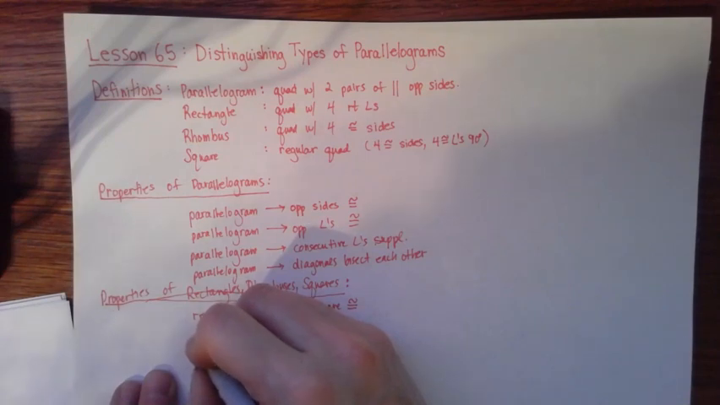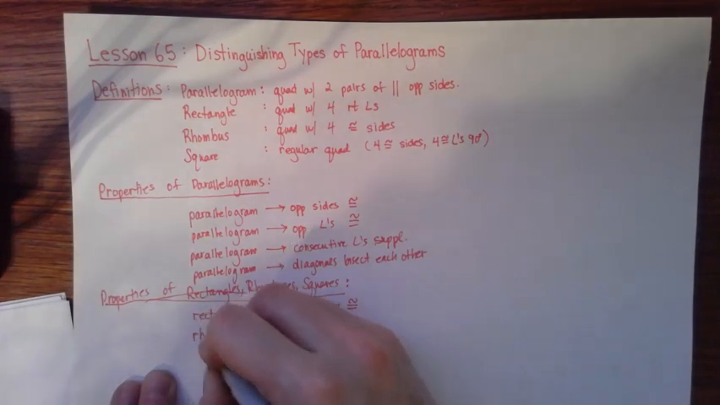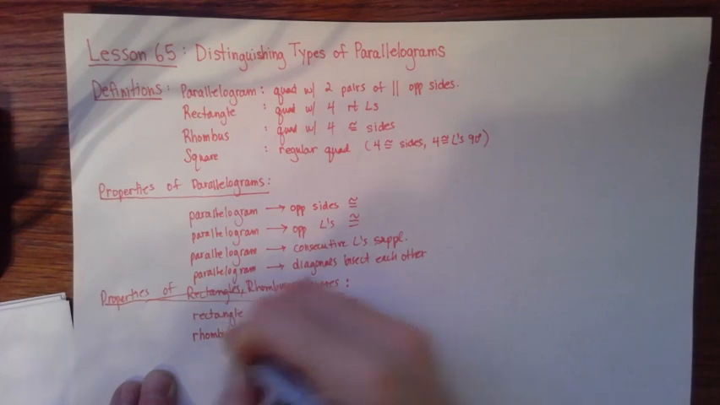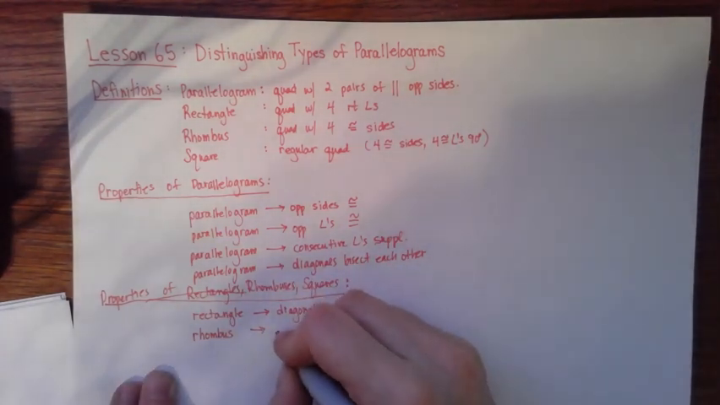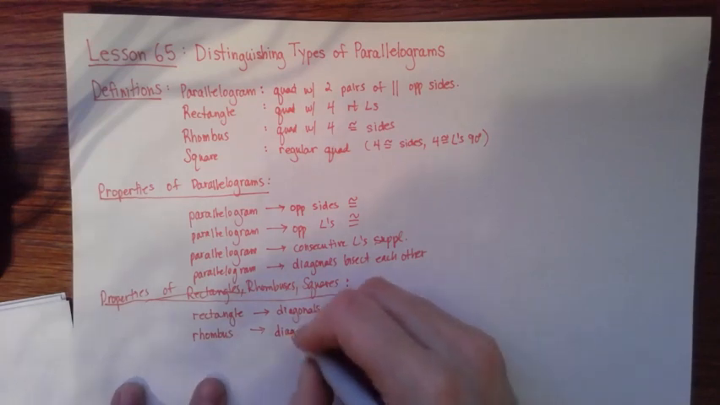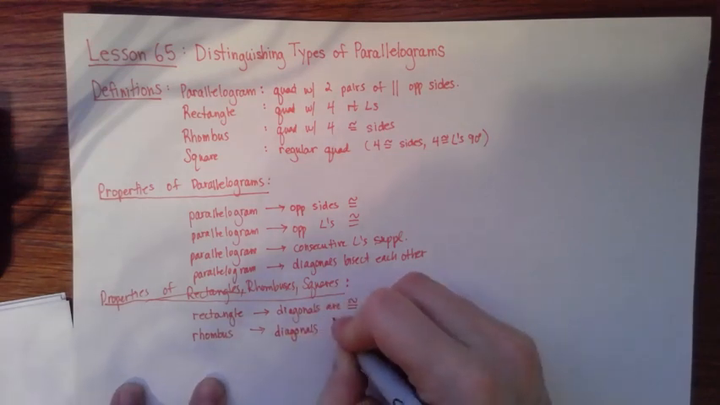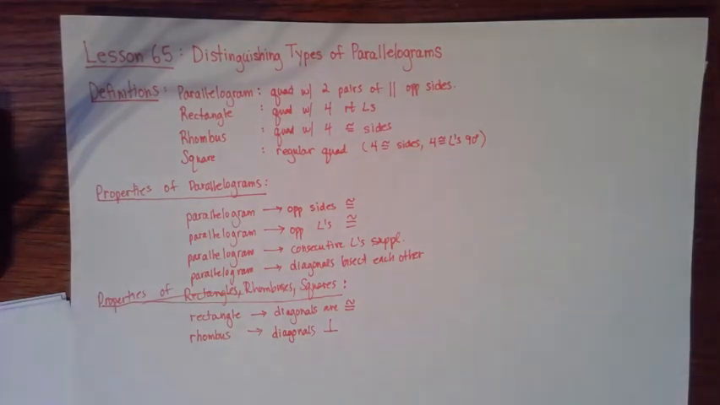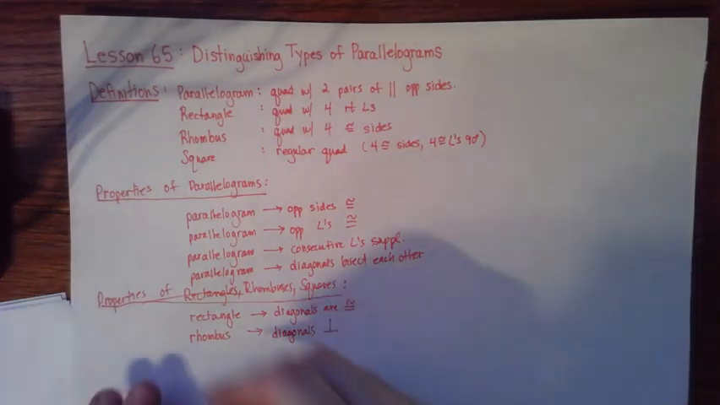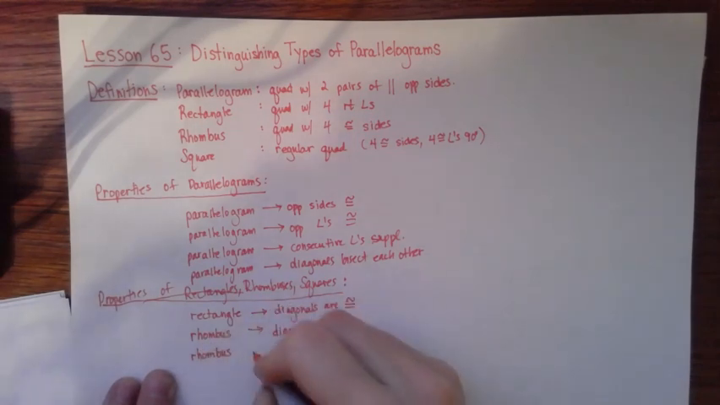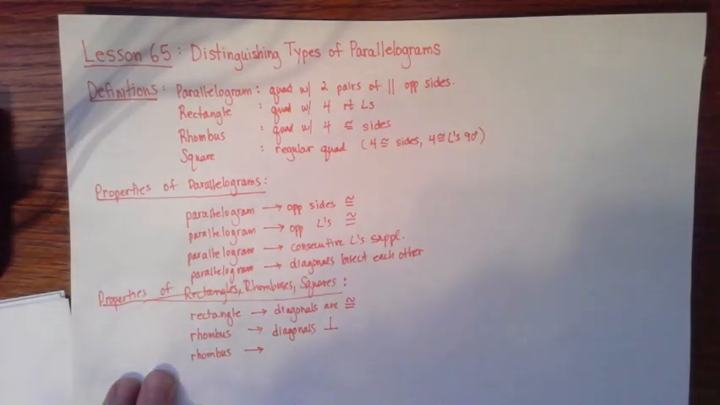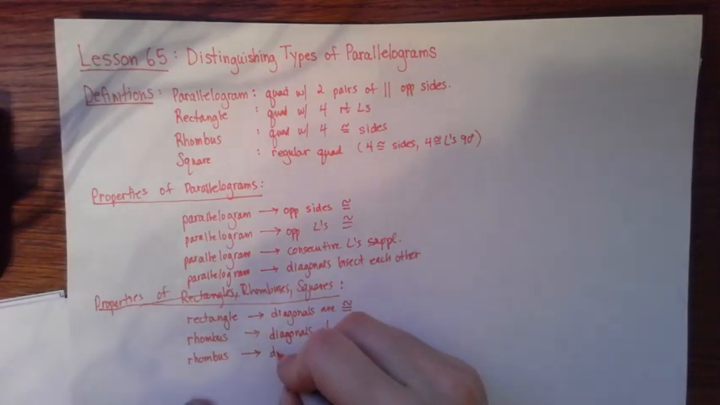And then rhombuses. If I know it's a rhombus, the diagonals aren't congruent, but in a rhombus, the diagonals are perpendicular. And one other thing about rhombuses, if it's a rhombus, then I know that the diagonals bisect the angles.